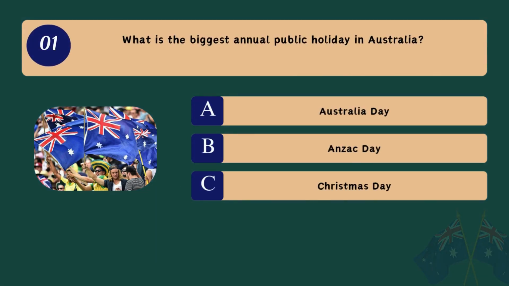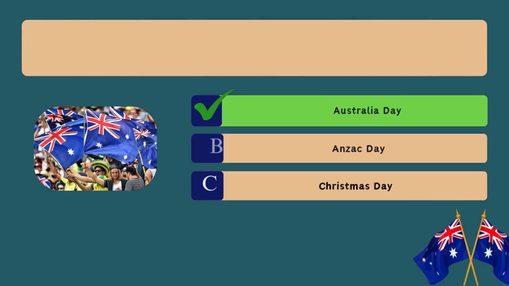Question 1. What is the biggest annual public holiday in Australia? A. Australia Day, B. Anzac Day, C. Christmas Day. Correct answer A. Australia Day.